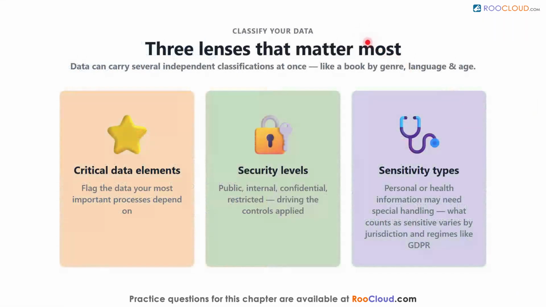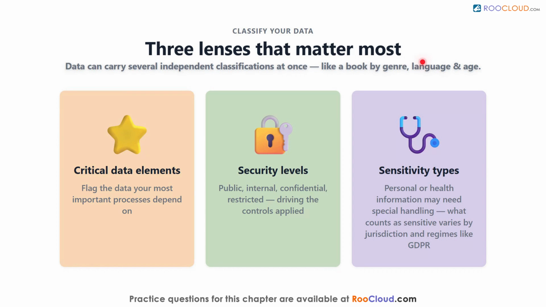Next comes classification, which sorts data into categories by shared traits, and data can carry several independent classifications at once. A single book, for instance, can be classified by genre, by language, and by age suitability, all at the same time, and none of those determine the others.